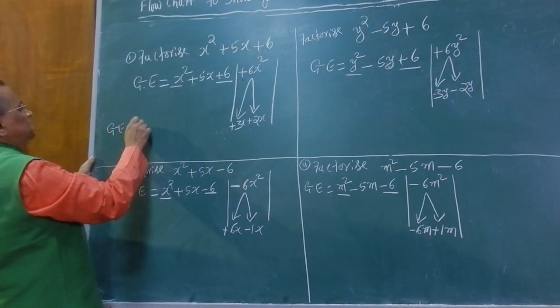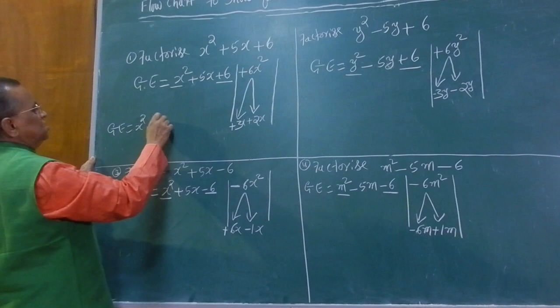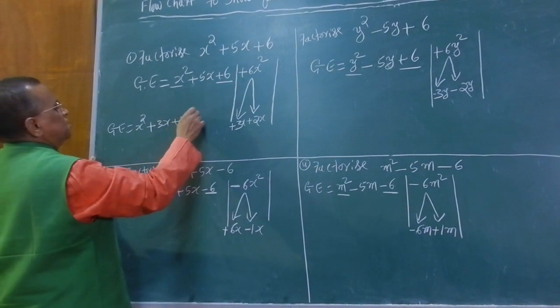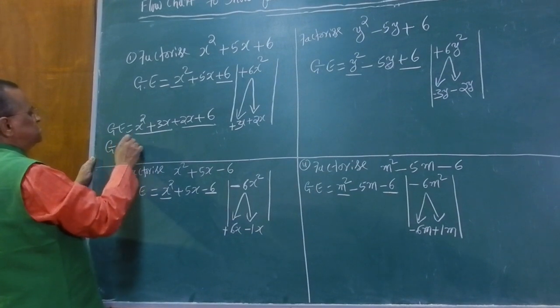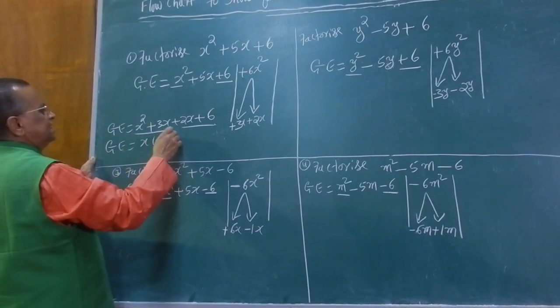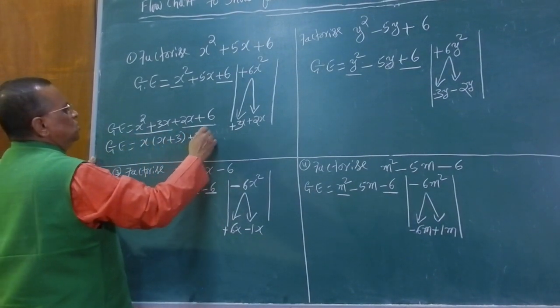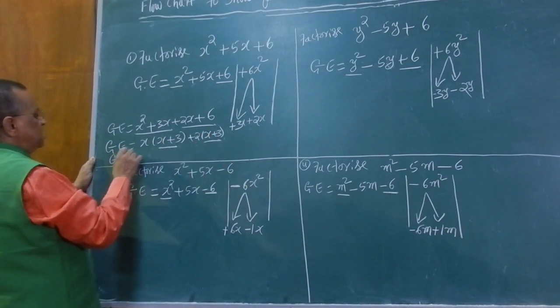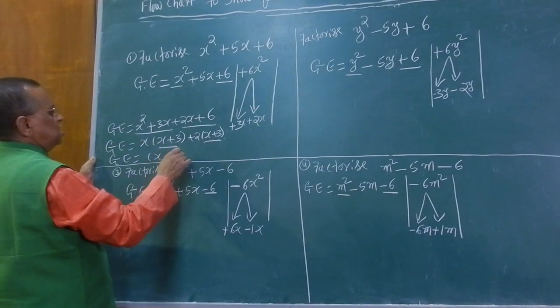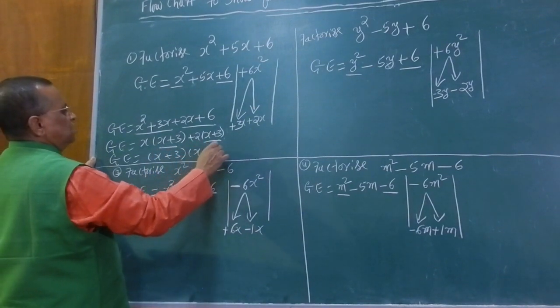Next is: keep the first term as it is, split the middle term according to the factors of the last term, underline first 2 terms and last 2 terms, take out x, we get x plus 3, plus 2, we get x plus 3. Therefore our factors are here x plus 3 and x plus 2 in the first case.